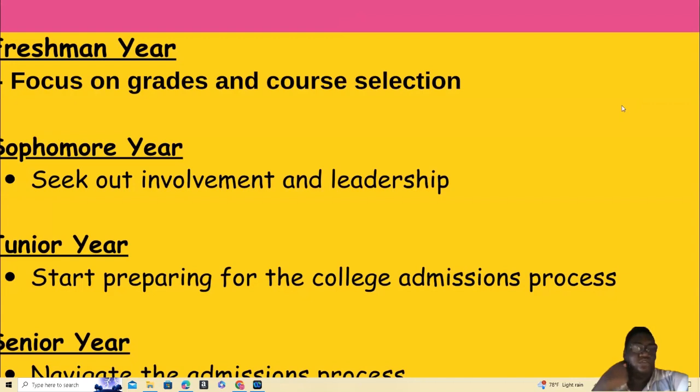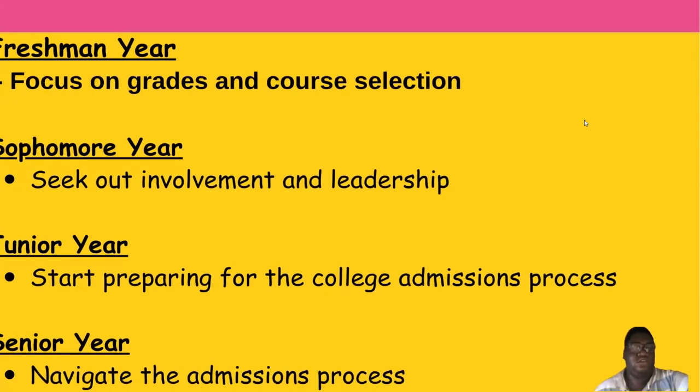In high school, you should focus on different things. In freshman year, you should focus on grades and your core selection. You are new to things and you may not have a career in mind. In sophomore year, you should seek out involvement and leadership. This will help you greatly in the future. And in junior year, you should start preparing for the college and admissions process. And then in senior year, you should navigate this process.